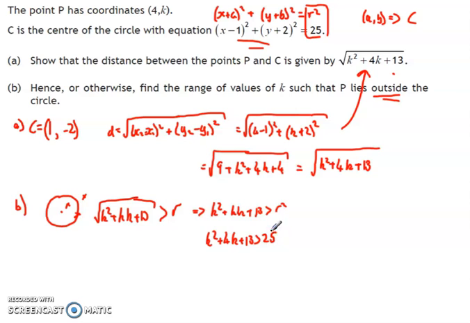If I start to solve this quadratic inequality, I shift it all over so that it's greater than 0. So k squared plus 4k is not going to change. Then 13 take away 25 gives minus 12, which has to be greater than 0. To solve it, I have to start by factorising. If I factorise it, I get (k plus 6)(k minus 2) is greater than 0.